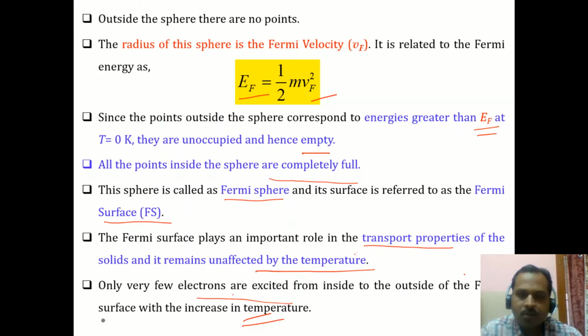So now let us look at the Fermi surface and the Fermi sphere under the influence of an applied electric field, and let us try to obtain the expression for the current density. We had already obtained it using the classical Drude model. Let us see what happens when we apply the quantum mechanical corrections, to see the current density.